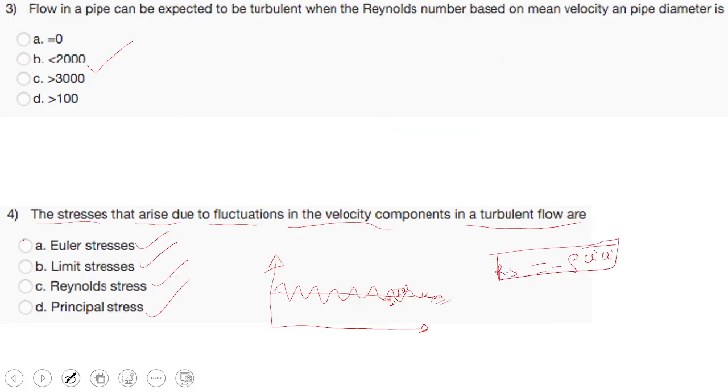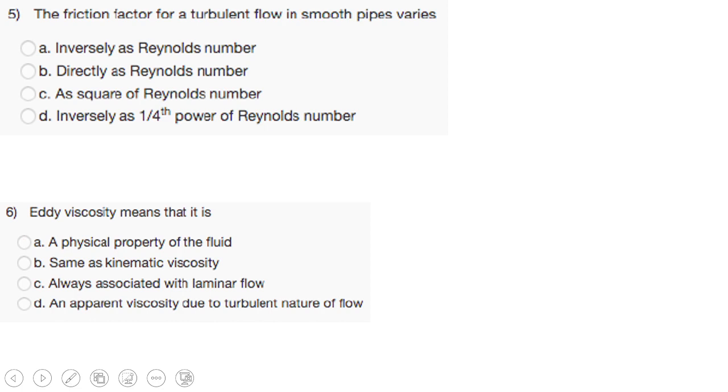Okay. Now moving ahead. The friction factor of the turbulent flow in a smooth pipe varies inversely as Reynolds number, directly as Reynolds number, as square of the Reynolds number, or inversely as the 1 by 4th power of the Reynolds number. So this is also important, the friction factor in the turbulent flow. Please try to give the answer of this question. Question number 5.